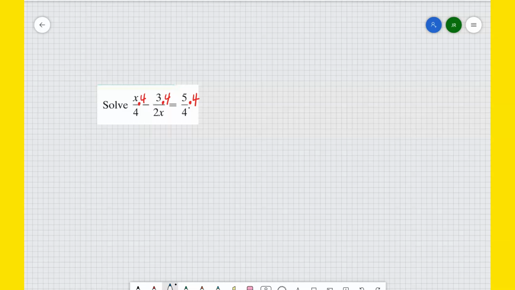Now what happens? Those 4's cancel out, and those 4's cancel out. And actually, even on this term, the 4 and the 2, they don't cancel, but they do reduce each other. So the 4 over the 2 will reduce by dividing both by 2, so that that 2 becomes a 1, and that 4 becomes a 2.